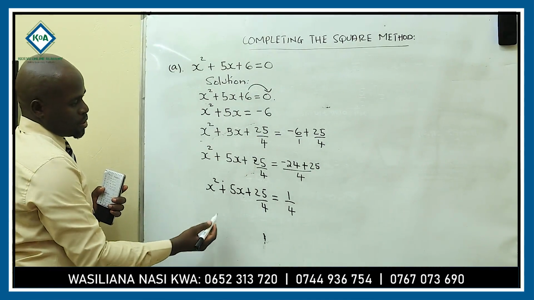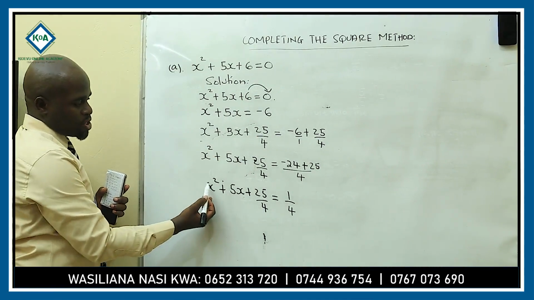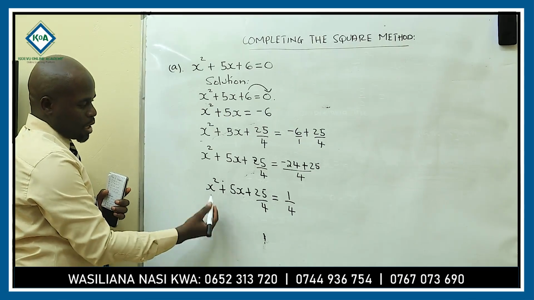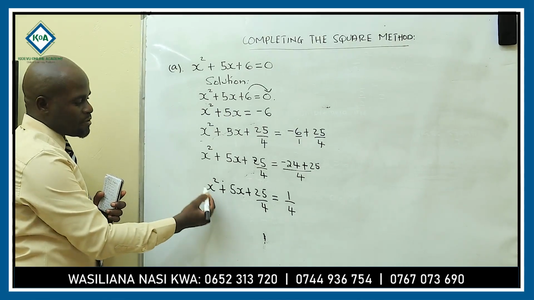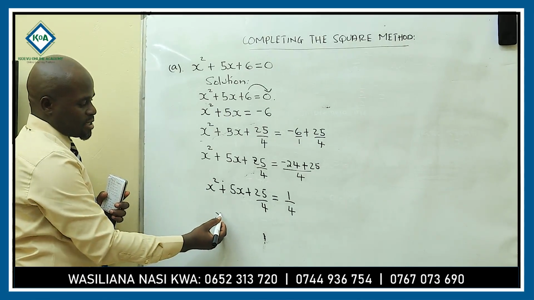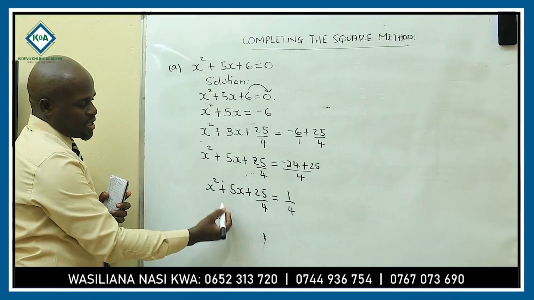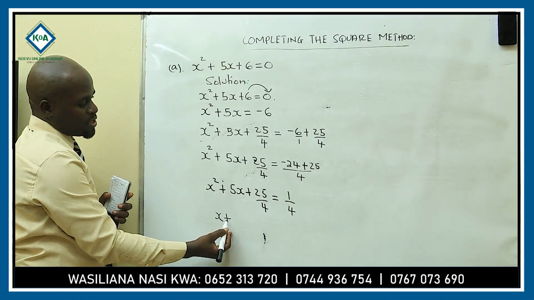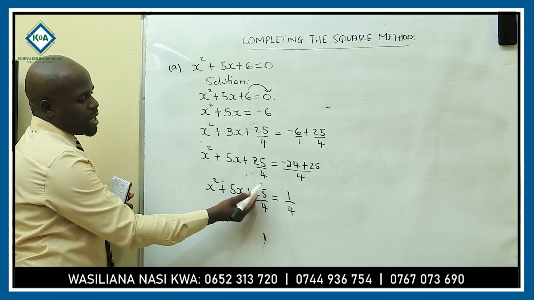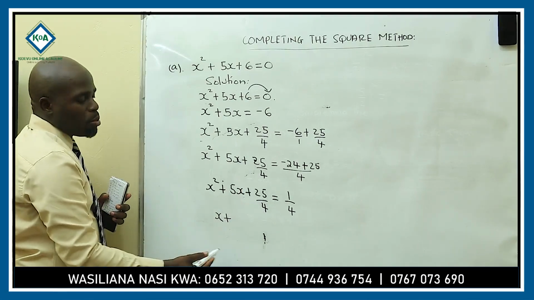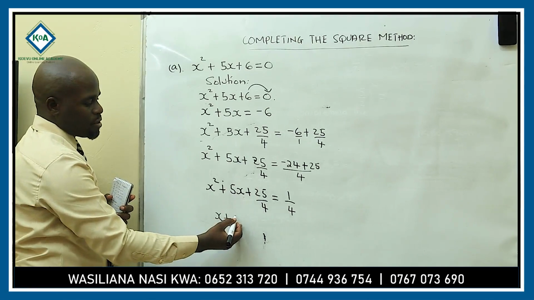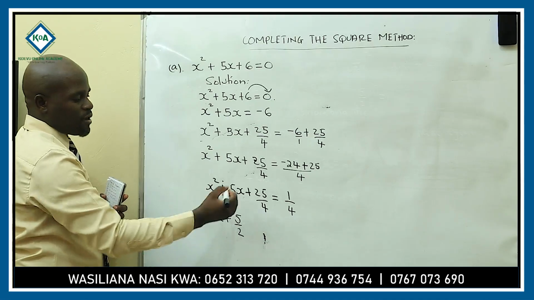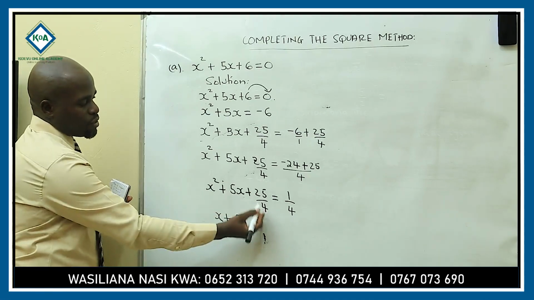So after reaching this step, we observe this is x. How much if you multiply by itself, we get x squared? The answer is x. Then we observe this sign, it is plus. If it is negative, then here you put negative, but here it is plus, so it is plus. Then how much if you multiply by itself, we get 25 over 4? This will be 5 over 2, because 5 over 2 times 5 over 2, the answer is 25 over 4.